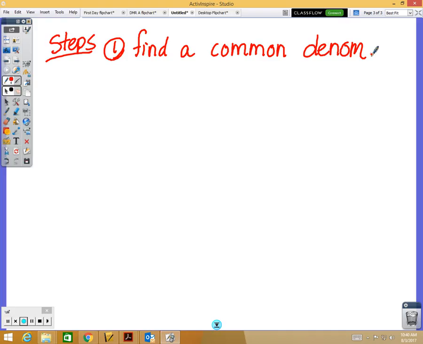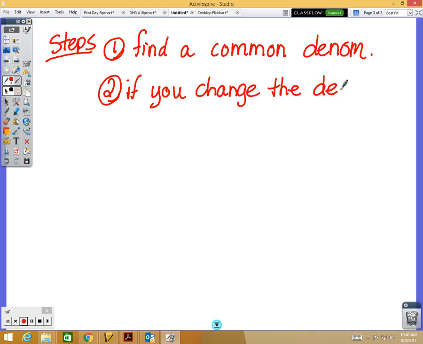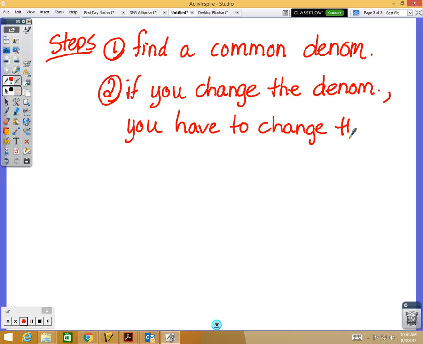Right, so if you change the denominator, you have to change the numerator, right? You have to change the numerator. Do not forget that. So if you change the denominator, you have to change the numerator. And I'm sure you've heard what you do to the bottom, you got to do the top, right? Whatever you do to the bottom, you have to do the top.